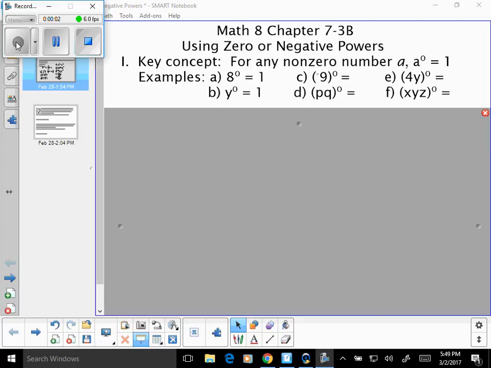Hi class, today we're going to be working with chapter 7.3b, using zero or negative powers, and there are four different kinds of concepts here that we're going to be dealing with.